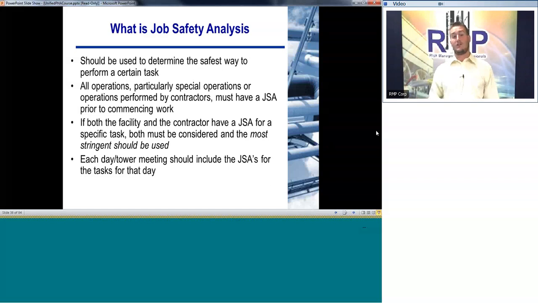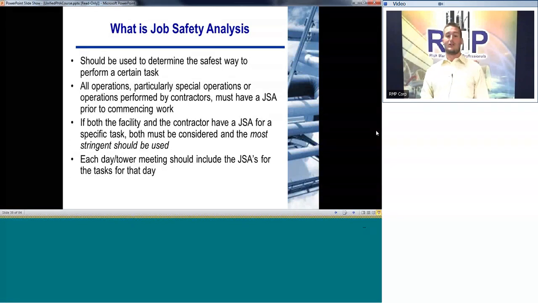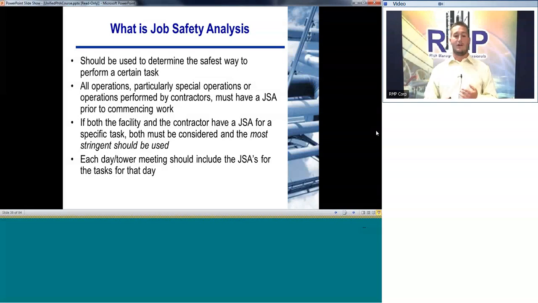Continuing on, what is the JSA? A JSA should be used to determine the safest way to perform a certain task. All operations, particularly special operations or operations performed by contractors, must have a JSA prior to commencing work. Again, specific ops, you bring on a contractor, you need to have a JSA in place. Also, if the contractor that you bring on board has a JSA for a certain task and you at your facility also have a JSA for the same task, you need to sit down and review that JSA and make sure that the most strict and accurate one is used. You want to use the most stringent one always.